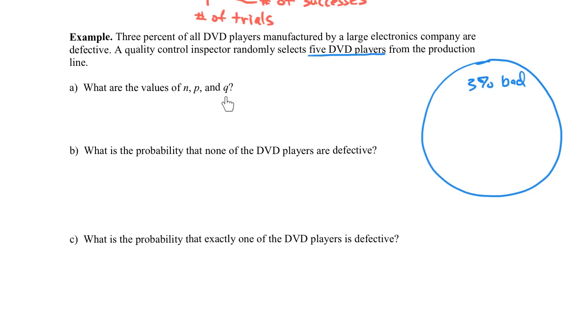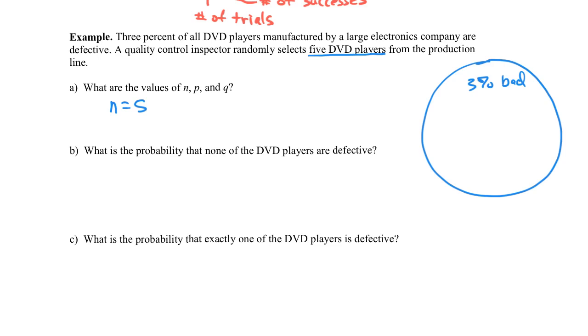So it's kind of arbitrary, but what I'll always do is count success as the thing we're looking for, even if we're looking for it to avoid it. So when we say that 3% of all DVD players manufactured by this company are bad, and this quality control inspector is going to select 5 of these, then first, N is 5. We can agree N is 5. This inspector is going to select 5 of these.